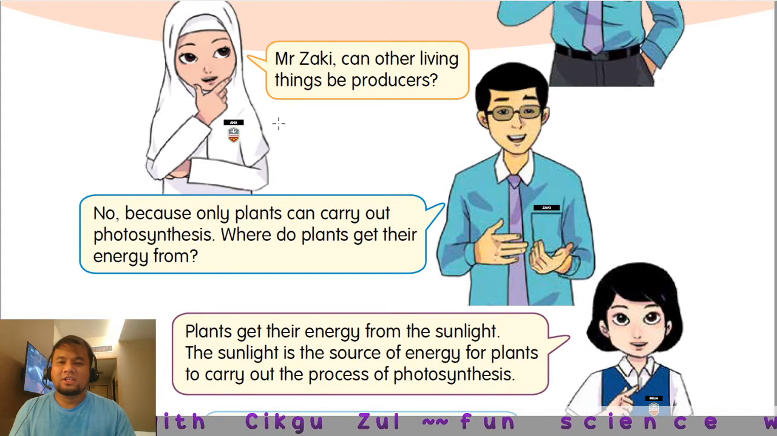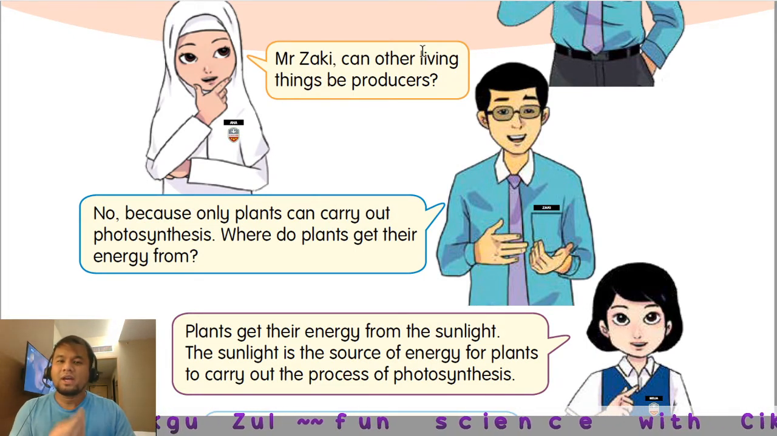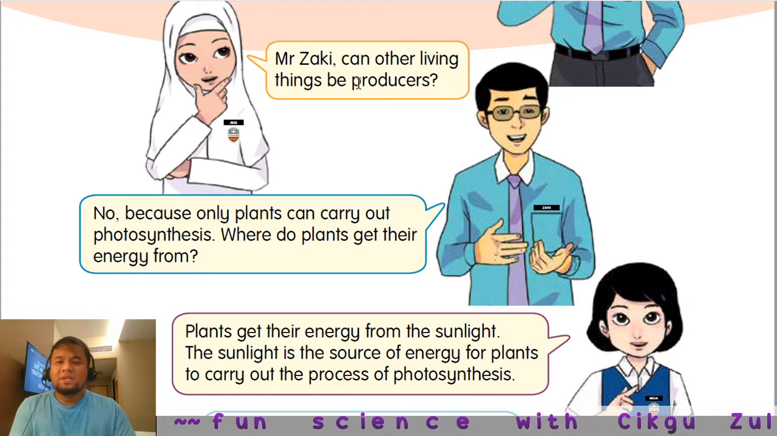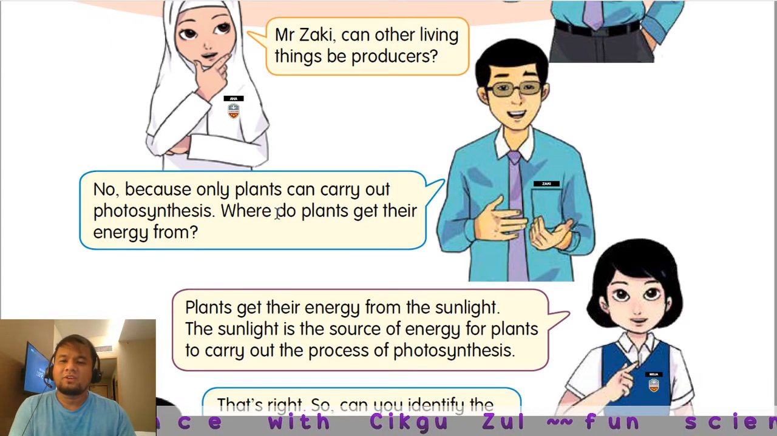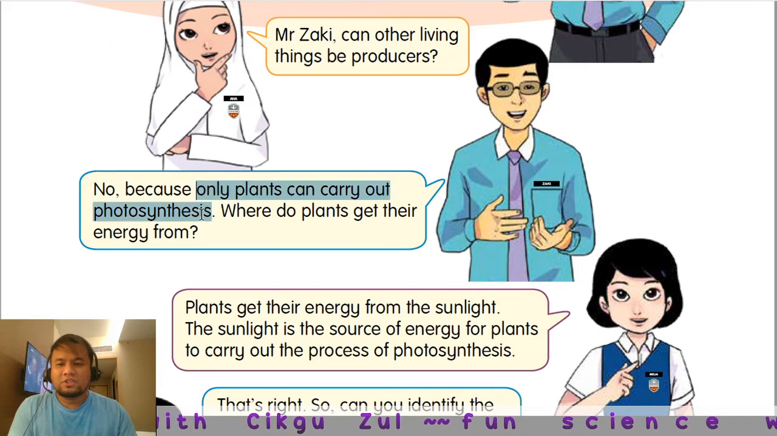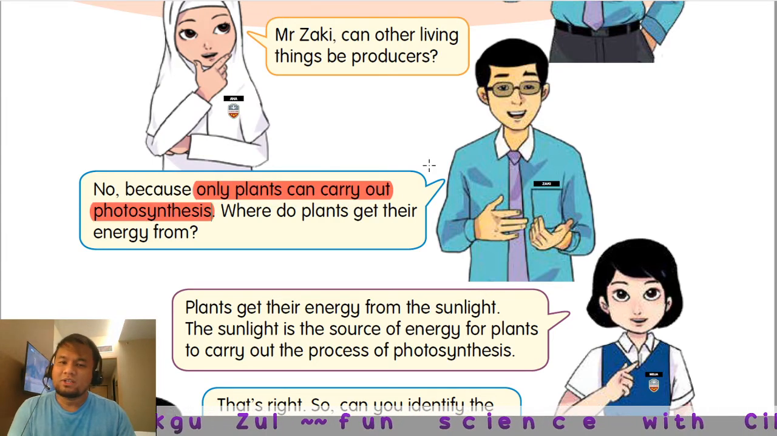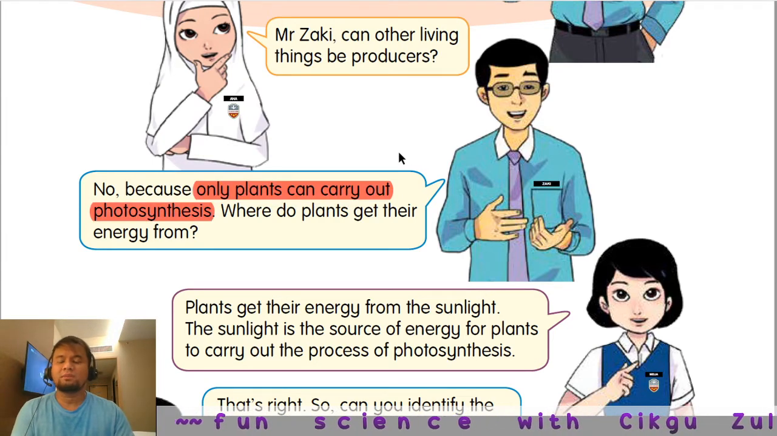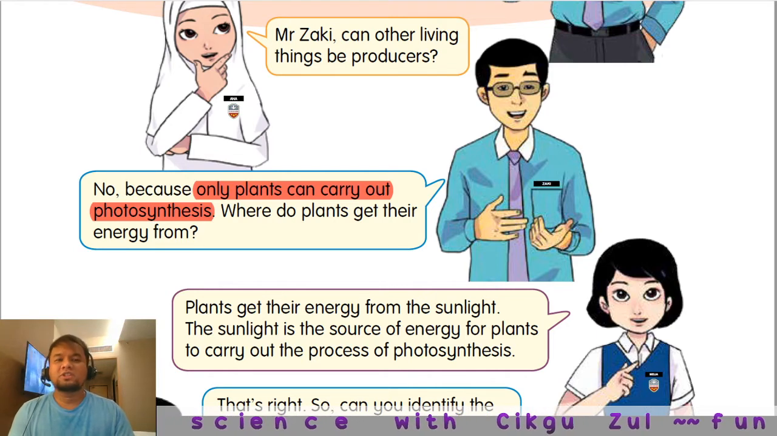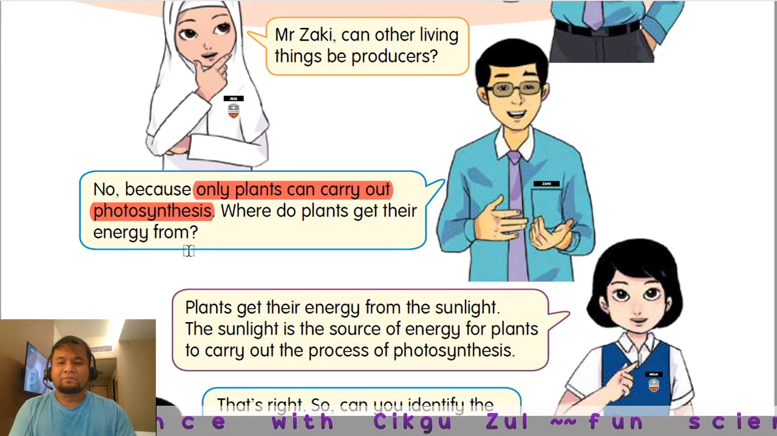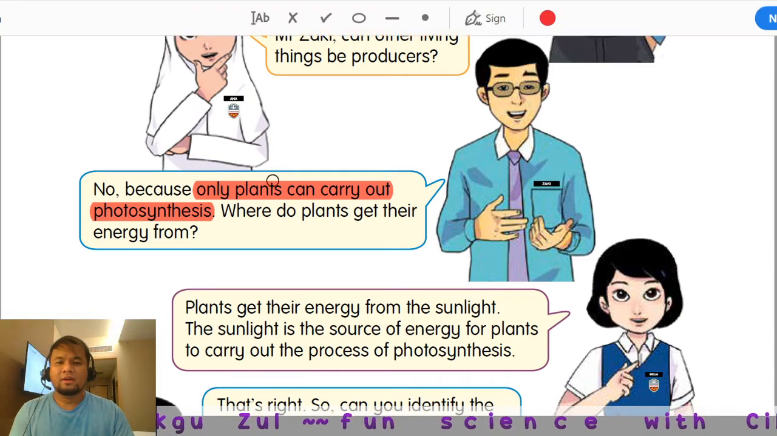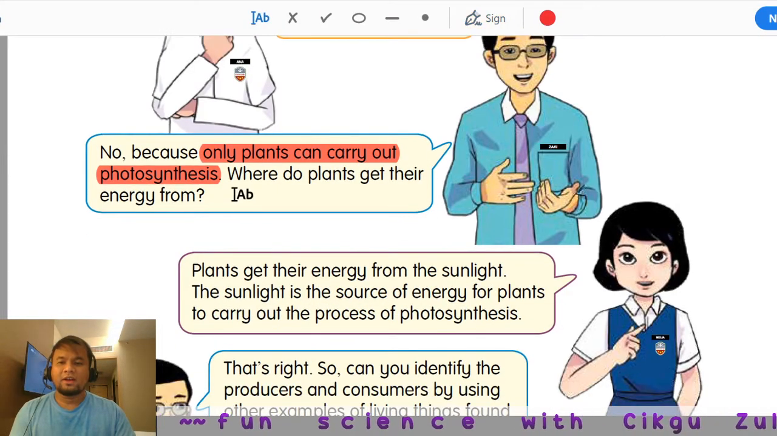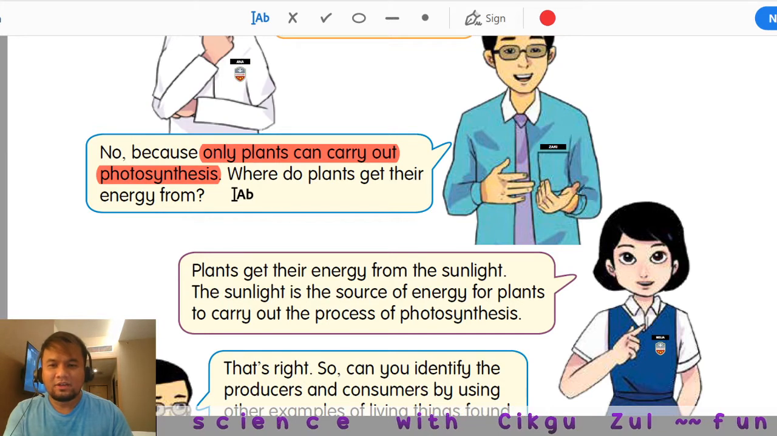Okay, now let's look. Dia tanya dengan cikgu dia, why can other living things not be producers? No, because only plants can carry out photosynthesis. Hanya tumbuhan sahaja yang boleh menjalankan photosynthesis. Why? Okay. That is because plants have what we call the chlorophyll.